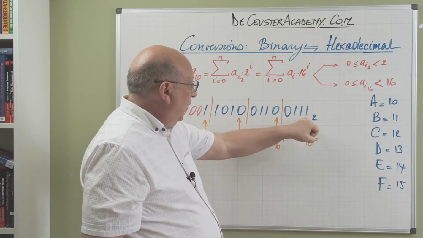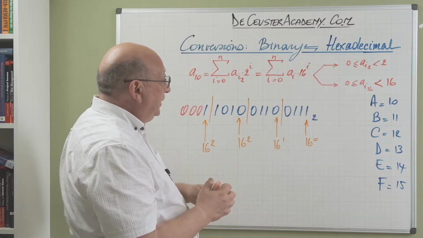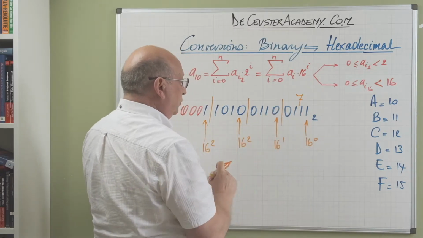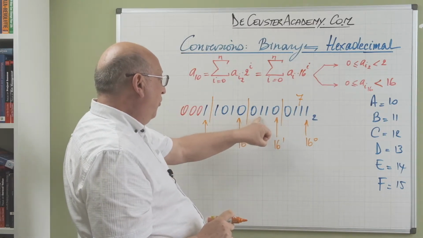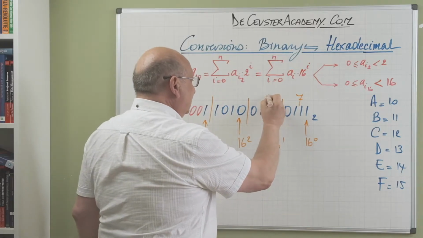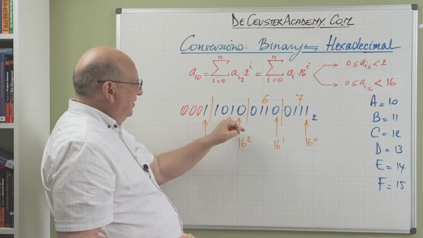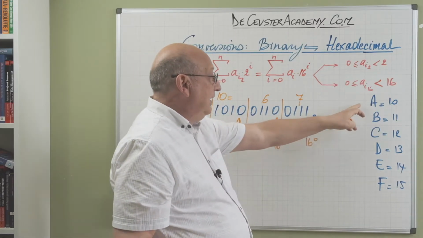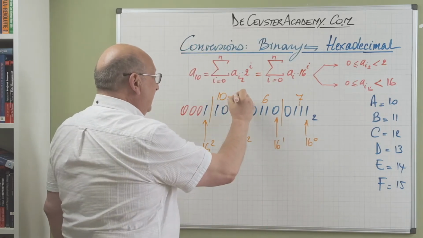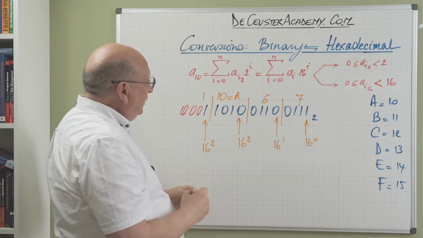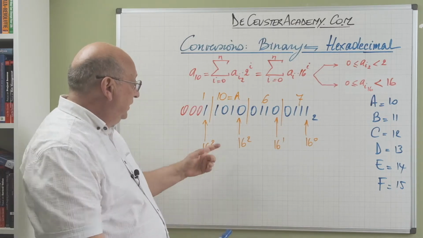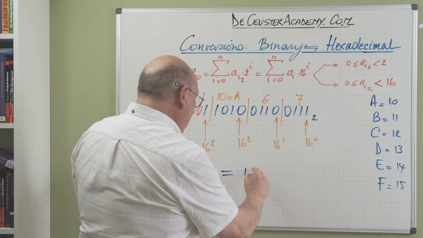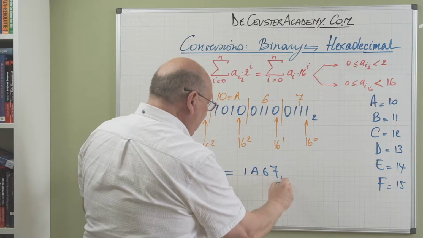And 1, 1, 1 is 1 plus 2 plus 4. So we have here 7. 4 plus 2 is 6 plus 1 is 7. Here we have 4 and 2. This is 6. Here we have 8 and 2. So this is 10. But we know that 10 is represented by A. And this is 1. So what we can say here is that this number is equal to the hexadecimal number 1A67 base 16.